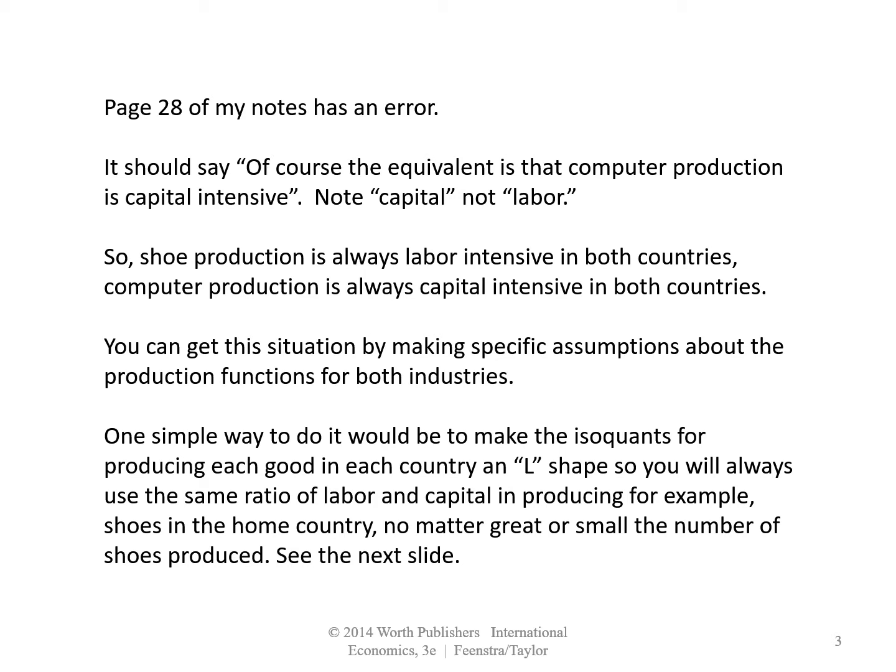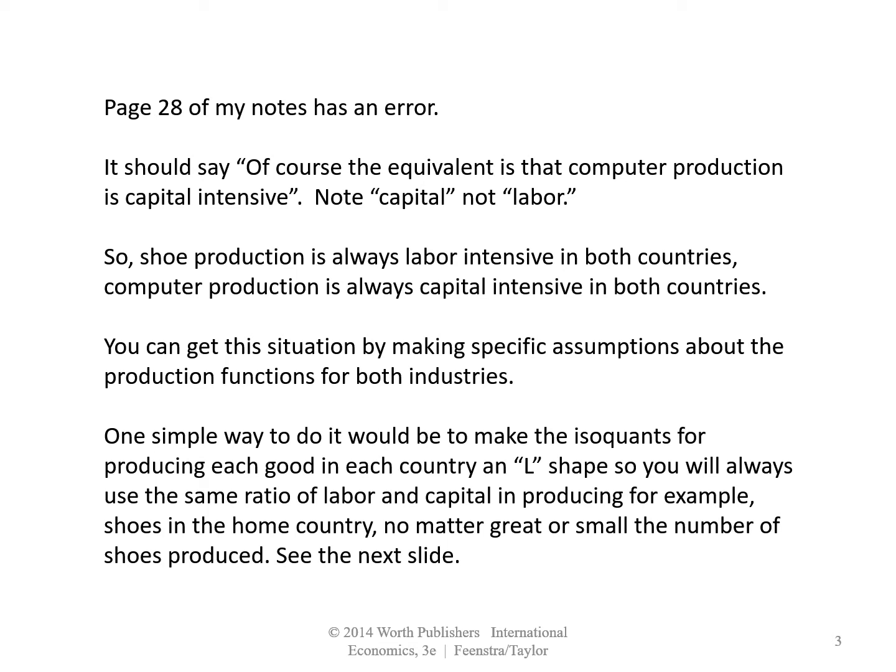Now, the setup here for the model is that for both countries, shoe production is always labor intensive, and computer production is always capital intensive. So both countries have what we call the same technology. And you can get there by assuming the production functions in both industries look a particular way.